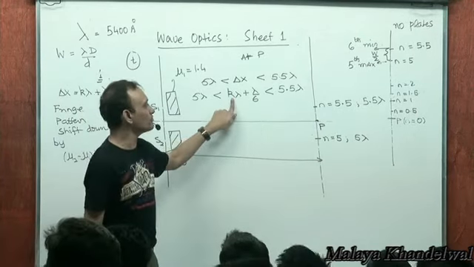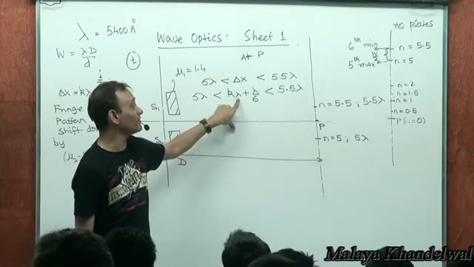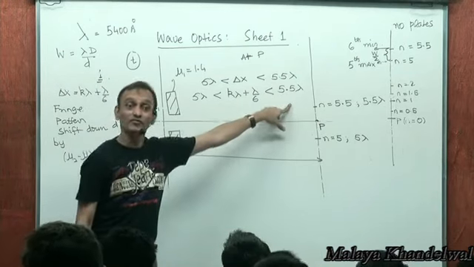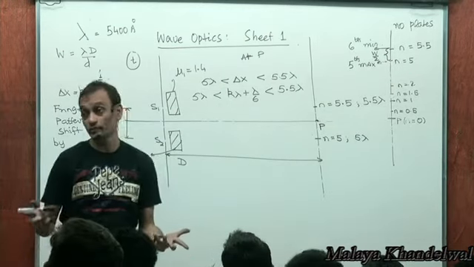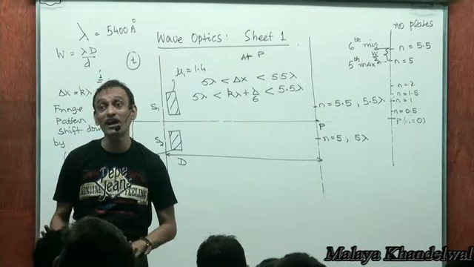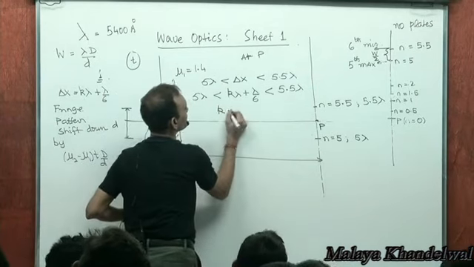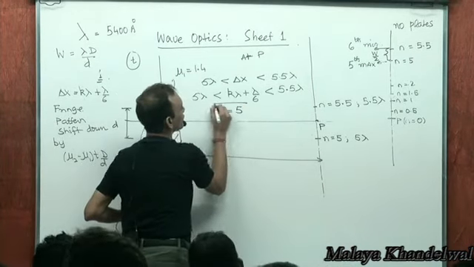So do you see out of inspection alone that K must be 5? So that this becomes greater than 5 lambda, but less than 5.5 lambda for K equal to 5. So can I not conclude that K must be 5? Yes or no? Right? So K is 5.